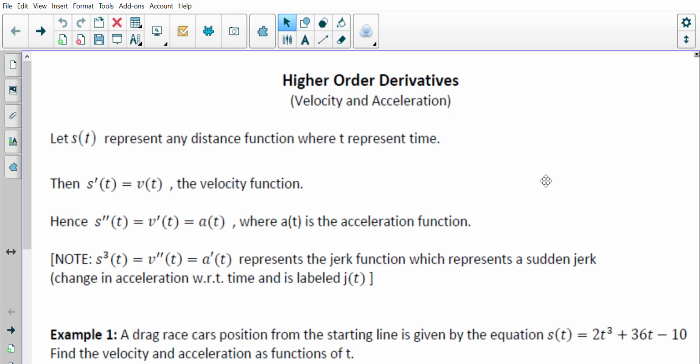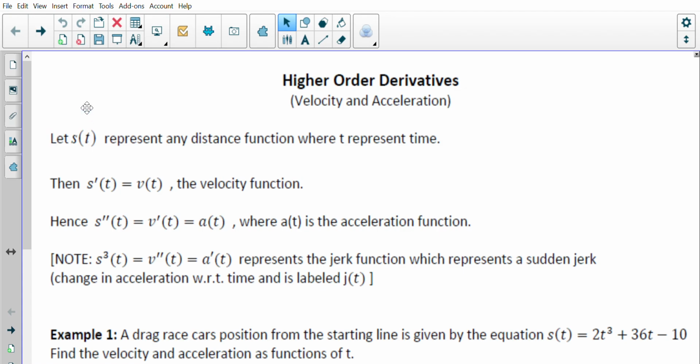All right, so what we're looking at here is higher order derivatives. We're going to look at motion specifically, so we're going to talk about distance and velocity and acceleration. This ties in for those of you who are in my physics class. It's looking towards university physics, where you're going to use derivatives. To start off, let s of t represent any distance function, where t is time.